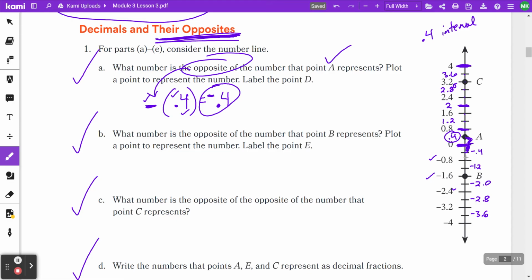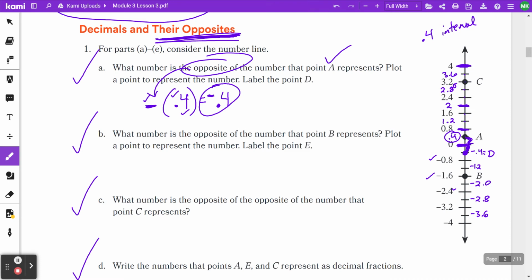Okay, and they want me to plot it, so I'm going to put a dot and label that point D. So I'm going to put a D right next to that. Okay, so there you have it. Maybe I'll put an equal sign as well, just to show that's the value at the same time. Okay, so that's what we're doing here. We're just plotting and dealing with opposites.